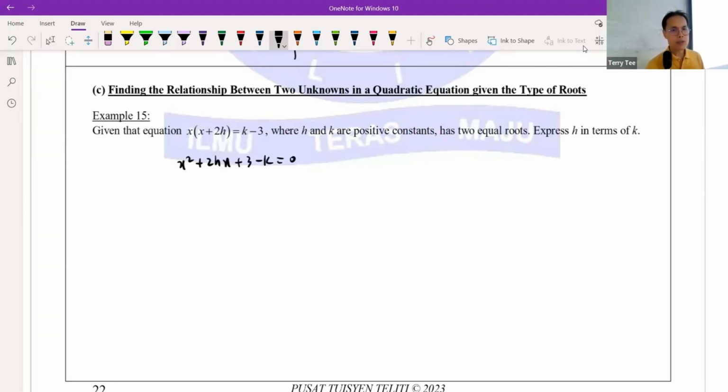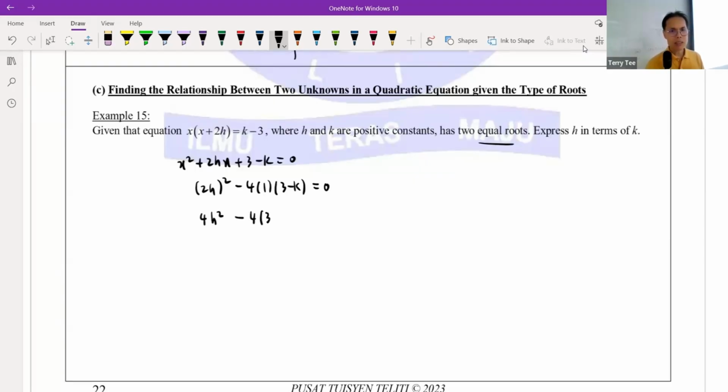Let's do b squared minus 4ac. This is your b squared. A is 1, c is 3 minus k. It is given that they have 2 equal roots, so we let it be equal to 0. And here you're finding h. We're finding h in terms of k. When you square this, you get 4h squared minus 4.